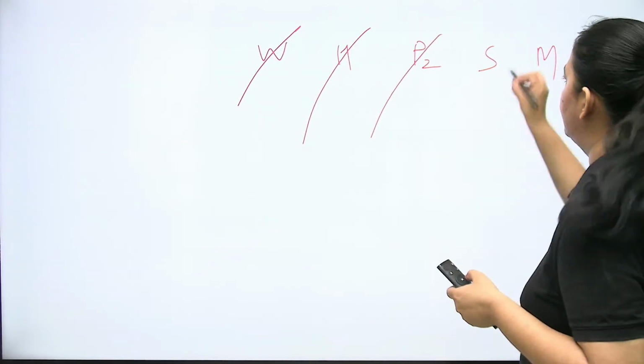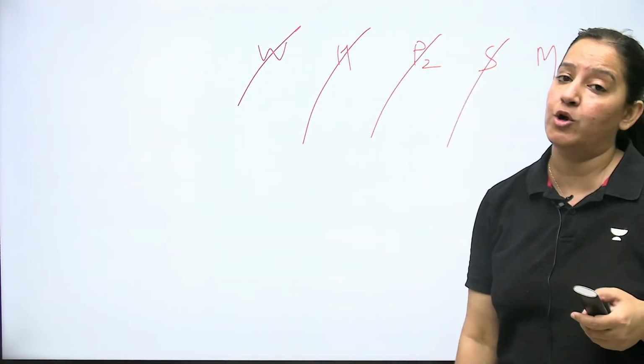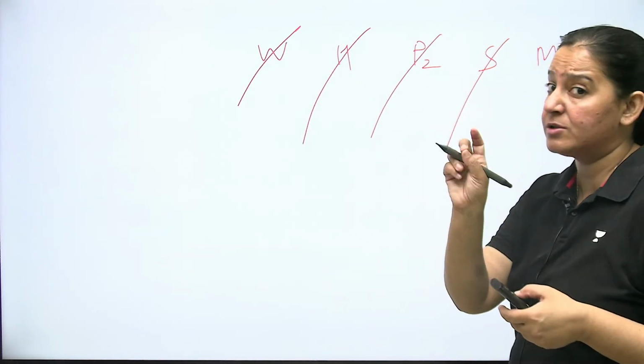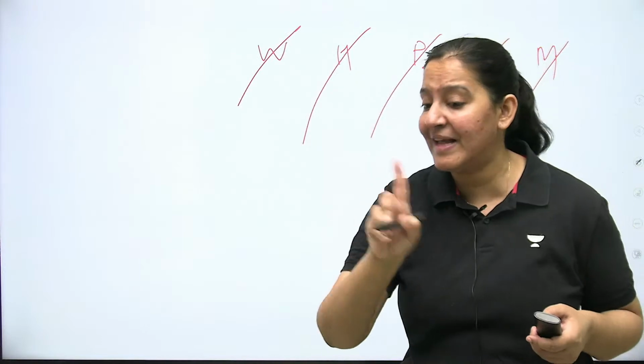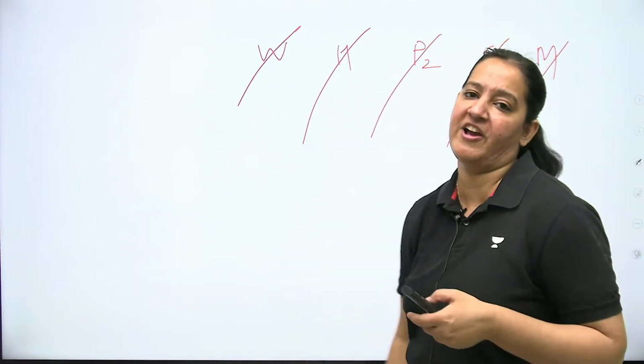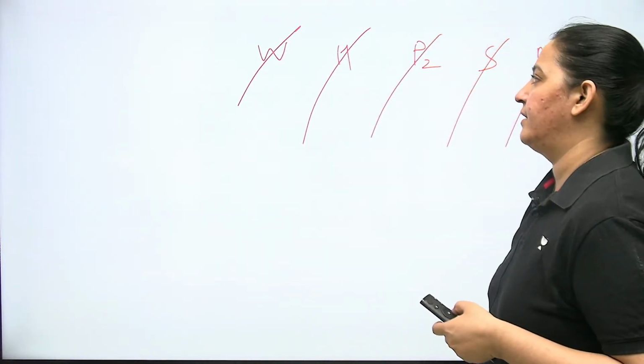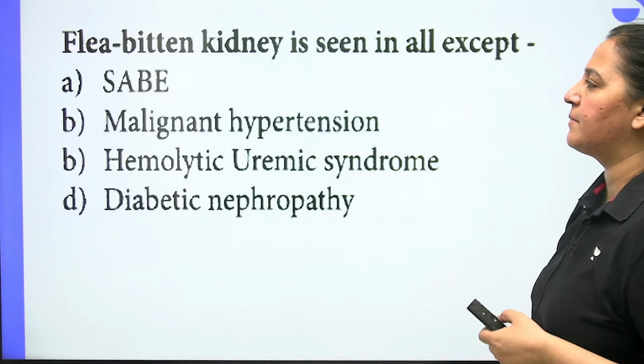Polyangiitis and PSGN. S is SABE, subacute endocarditis. SABE and ABE, the two types of endocarditis. It is not acute, it is subacute one. And malignant hypertension. It is not benign hypertension. Please mind it, it is the malignant one which is having flea bitten kidney. So let's move ahead and apply this mnemonic in some questions.